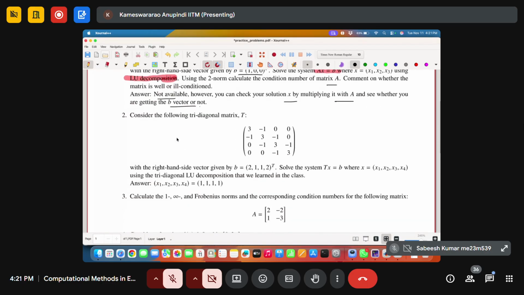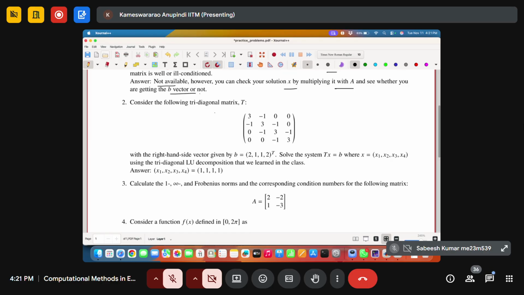Then let's look at the second problem. Consider the following tridiagonal matrix. We are given a tridiagonal matrix with 3's on the diagonal, and -1's above and below the diagonal, and the right-hand side vector given by 2, 1, 1, 2. Then solve the system Tx equal to b. So T times x, with x1, x2, x3, x4, equals 2, 1, 1, 2, is what you have to solve using the tridiagonal LU decomposition.